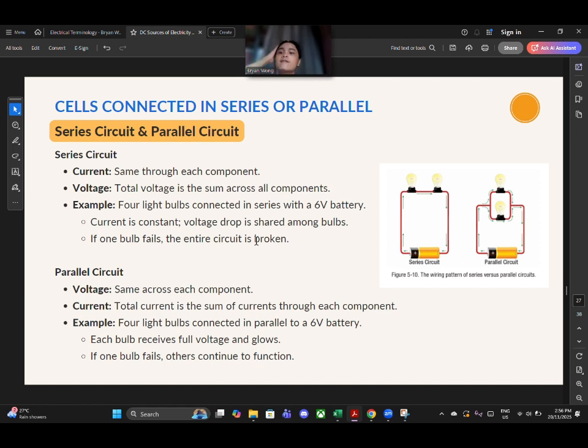How about parallel? The voltage in a parallel circuit is the same across each component. The total current is the sum of the current through each component. For example, 4 light bulbs connected in parallel to a 6 volt battery. Each bulb receives full voltage and glows. If one bulb fails, the others continue to function. That is the advantage of parallel compared to series. In a series circuit, if one bulb blows, everything does not light up anymore. For parallel, if one bulb blows, everything still works.